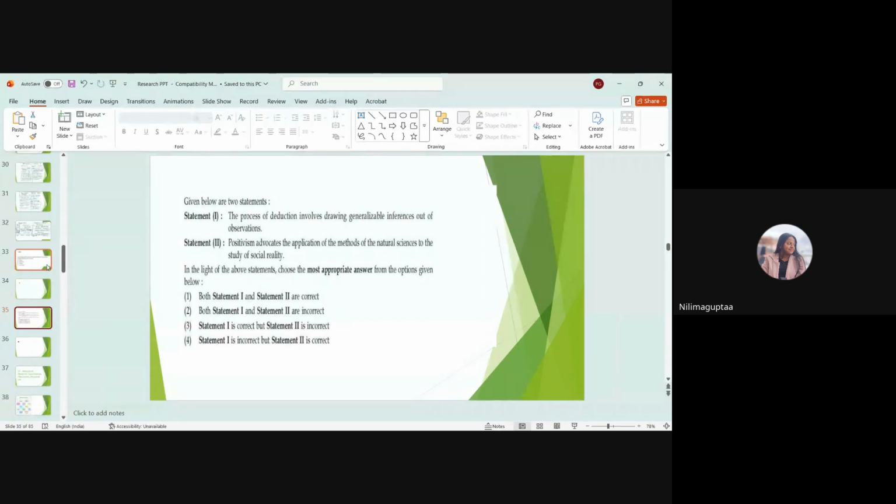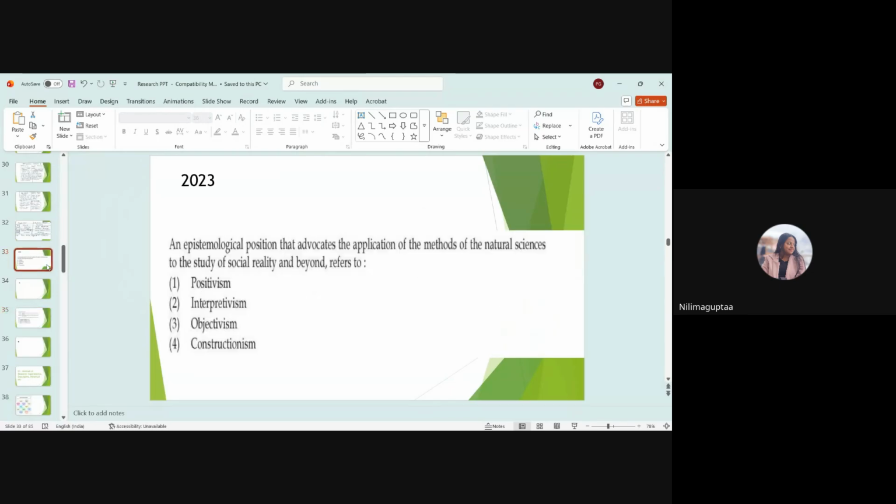Namita, you are asking about the previous question, why the second one was not an option. Because here it is talking about natural science, and when I talk about natural science, it is positivism. Right now, we have studied just positivism and post-positivism. Interpretivism is not a major part of our research.